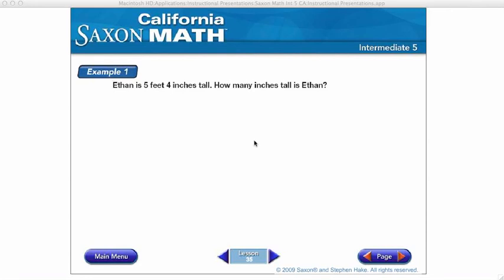Hi everyone, today we're going to talk about lesson 35, simplifying mixed measures. So what does that mean? Well, we all know that when we measure something, whether we're measuring weight, length, or distance, we always tend to say, I am 5 feet 3 inches tall, or that weighs 4 pounds 3 ounces.